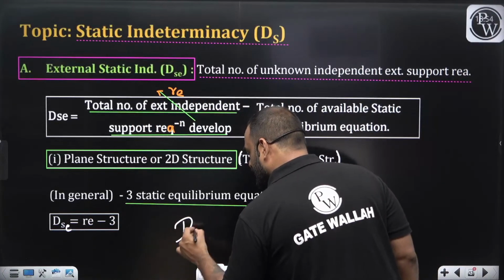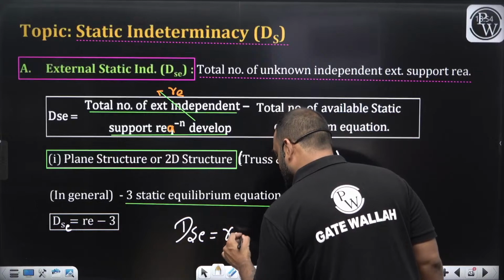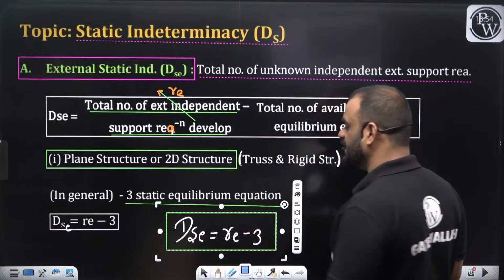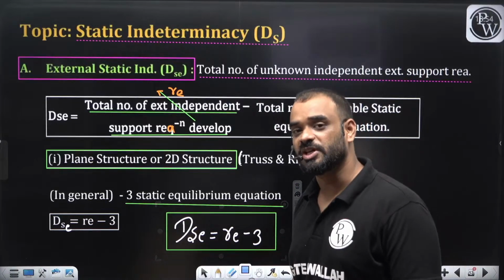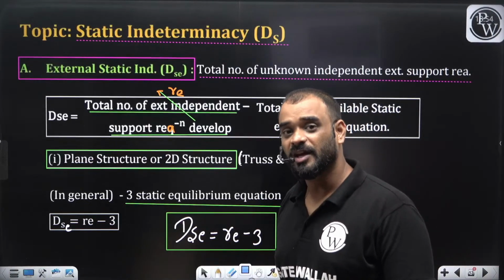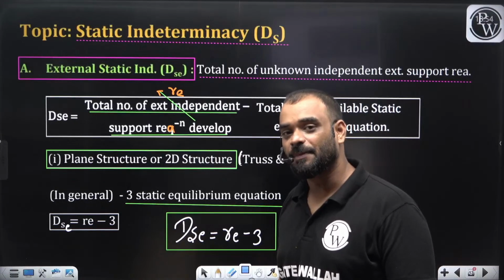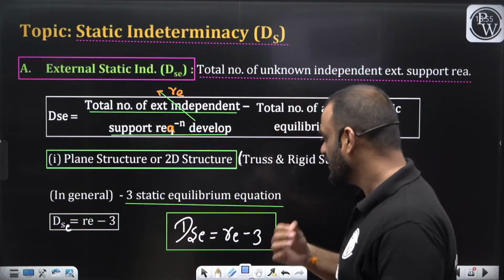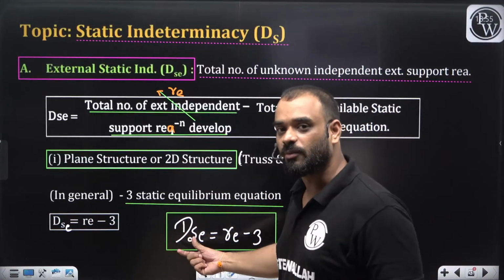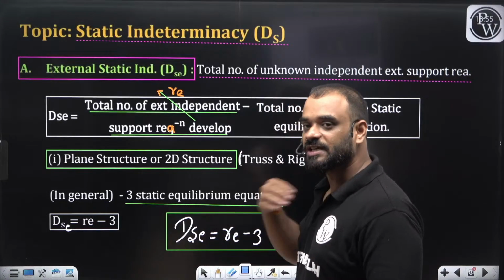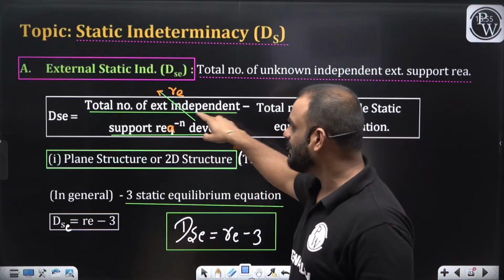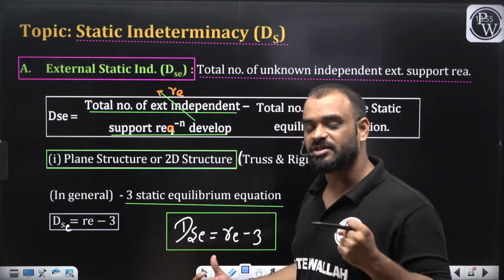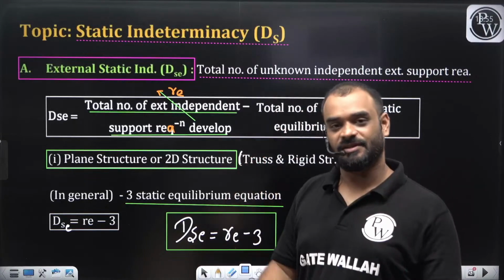I will write it again. DSE is equal to how much? It should be RE minus 3. This is our general formula to calculate the value of DSE in a structure. But suppose you have a special condition in which loading is vertical, then our formula gets changed, and we'll discuss what that formula will be. Right now, in general, DSE is equal to RE minus 3. And what is RE? The total number of external independent support reactions developed. And 3 is the number of static equilibrium equations available for a 2D structure in general. Yes or no?